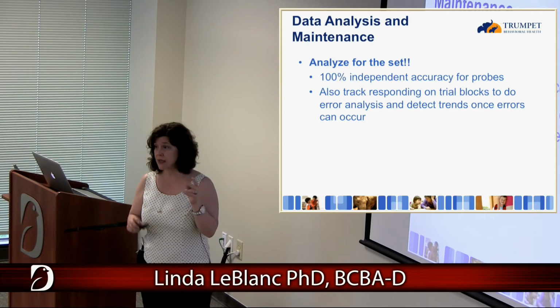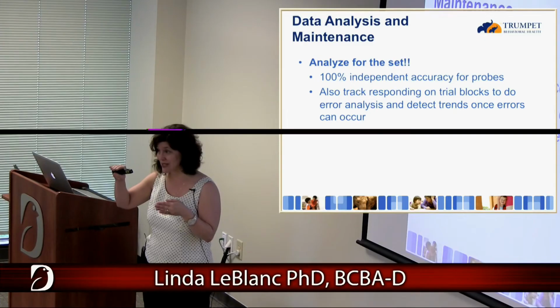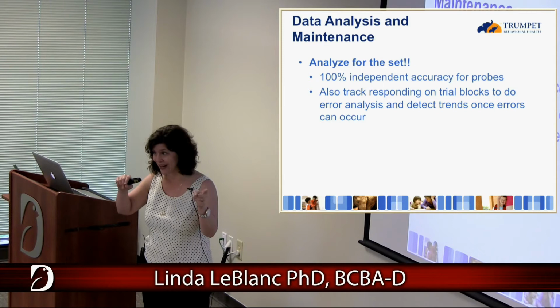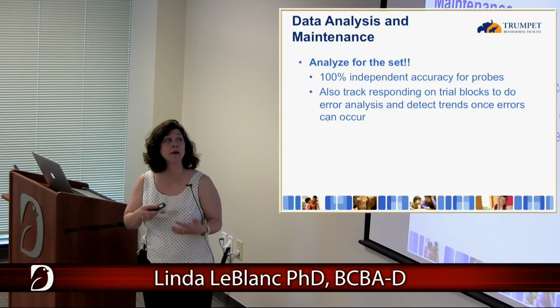I also track responding on the trial blocks in order to do an error analysis. If I'm seeing you stuck at 66%, you're responding away from one of those three. You're never, ever getting it right. I have to figure out how there's a reject relation that creeped in. That allows us to do that error analysis and detect trends.